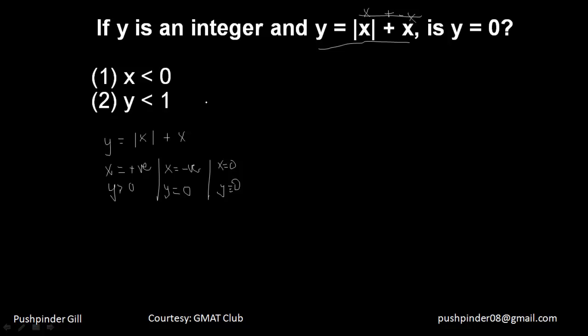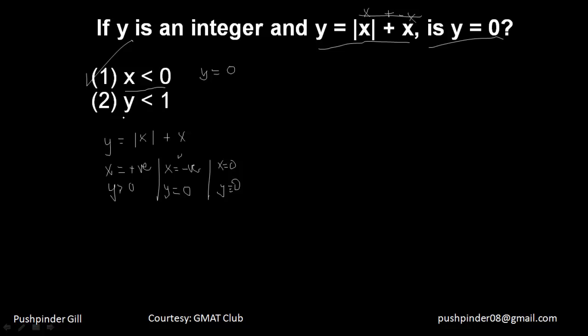Now statement number 1 here tells x is negative. When statement number 1 tells me that x is negative, this clause gets activated. That means definitely I know that y is equal to 0. That means statement 1 gives me the answer. That is what it's asking, right? It's asking me, is y equal to 0 or not? I'm sure y is equal to 0.